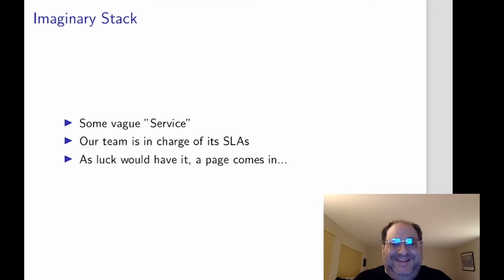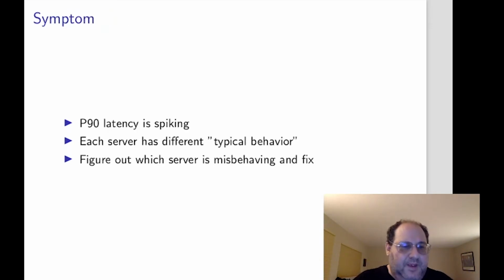And as Slack would have it, there's always a fly in the ointment. A page comes in, something is out of SLA, we need to figure out why. And this is often the case. We have no idea. We're probably sure it's a service, but it's not really obvious what's going on. What are the symptoms? The P90 latency is spiking. But the problem is that each server has a slightly different typical behavior. These are not homogeneous servers. They have different kind of workloads, which is maybe not ideal, but the world is filled with not ideal stacks that still need to be managed. And we want to be able to figure out which server is misbehaving and fix it.